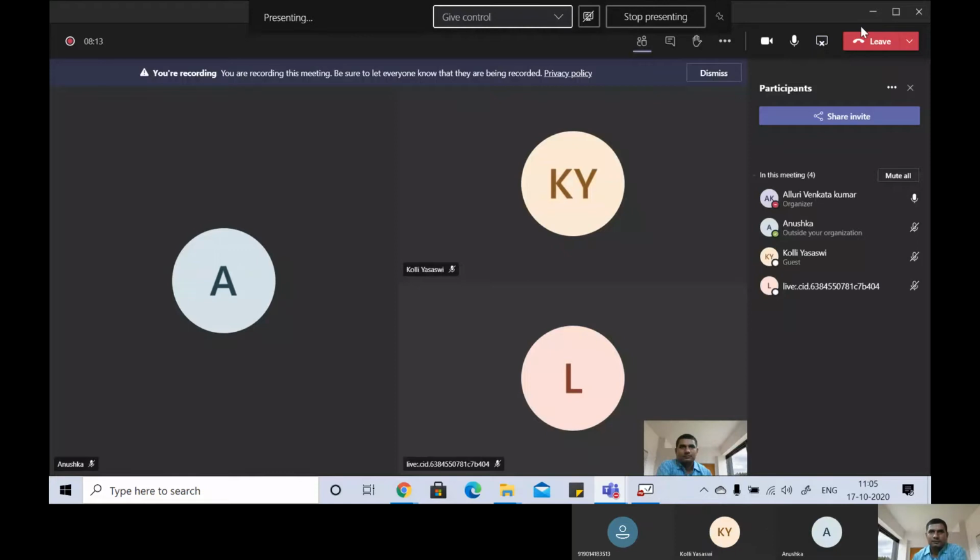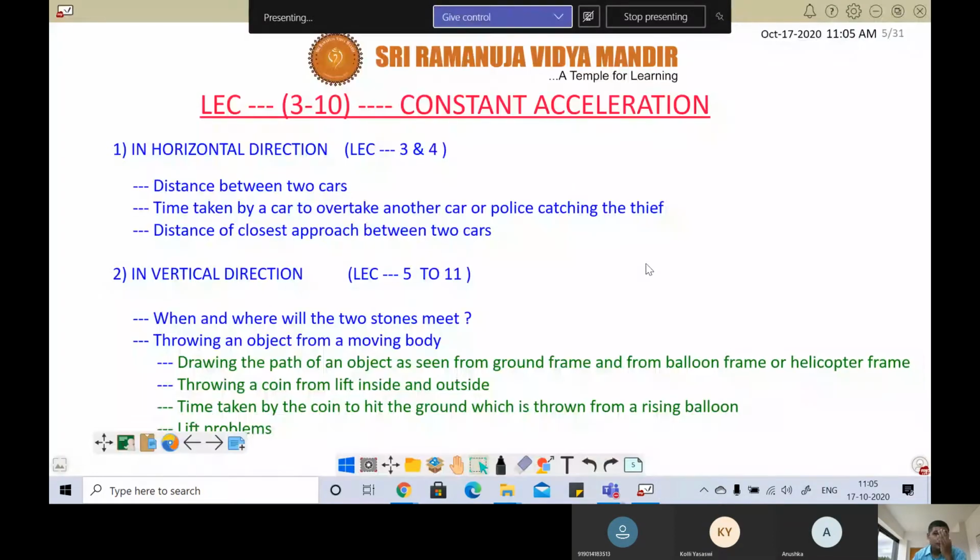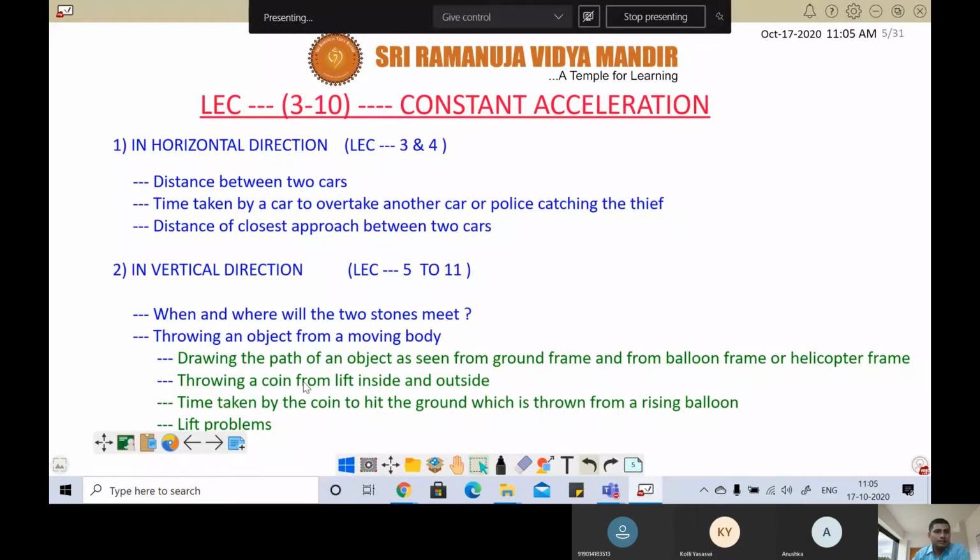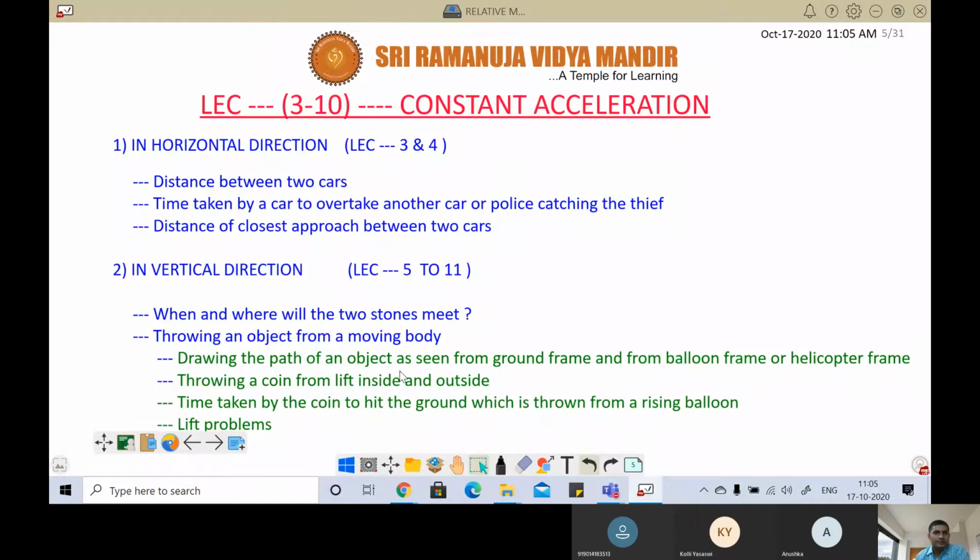Okay. So here you can see that yesterday I think we have done the first case, drawing the path of an object as seen from ground frame and from balloon frame or helicopter frame.